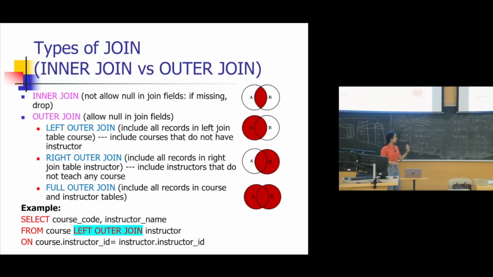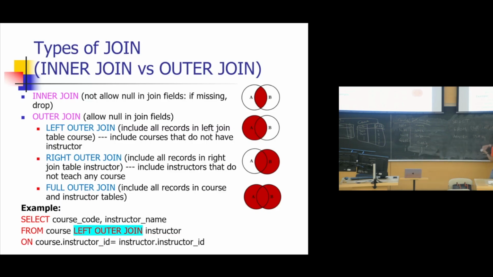If you just select, for example, course code and instructor name from course and instructor, right, where you join these two tables, it only returns all the matching values. Even if you use inner join, it's the same. So this is like writing the inner join. But if you want to get all the courses, even if they don't have any instructors, how can you write that?